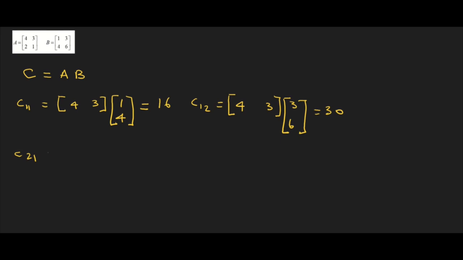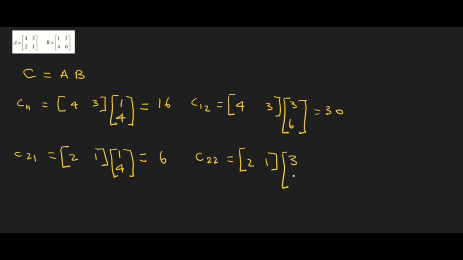Then it follows that for the element in row 2 column 1 we take the product of row 2 of A and column 1 of B. That gives us 6, and then for the final element in row 2 column 2, we take the product of row 2 of A and column 2 of B. That gives us 12. So we can write down the matrix C as a 2 by 2 matrix with elements 16, 30, 6 and 12.